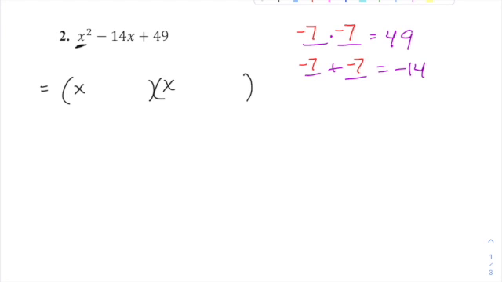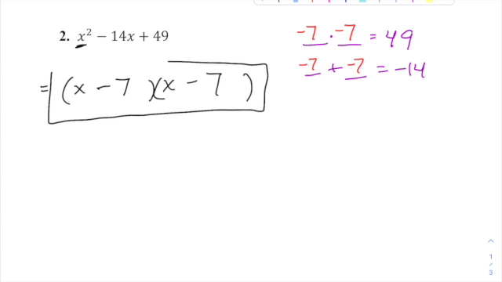So what do I write for my answer? X minus 7, and in the other one, x minus 7. There we go. There's my answer. It would be just fine to leave the answer that way, but you will encounter these sometimes, and if it's the same quantity twice, x minus 7, x minus 7, a lot of times that will be written in a simpler form. That's like saying x minus 7 squared.